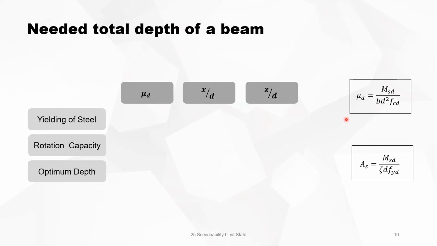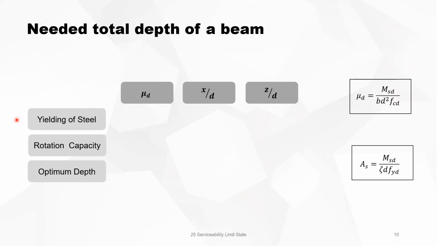Now, we know that the reduced bending moment is given by this formula, mu D equals MSd divided by b d squared fcd, that we use for strength calculations, and the reinforcement is given by the bending moment divided by the lever arm, z, times fyd. Zeta is z over d, x over d is xi, and mu D is the reduced bending moment.